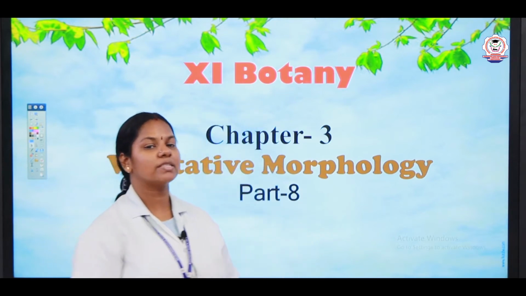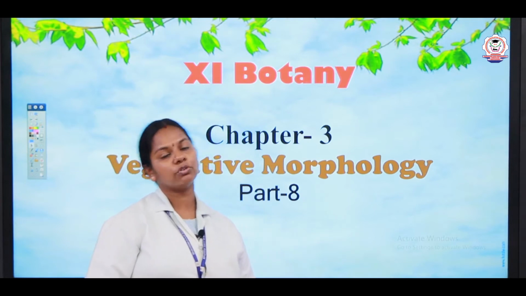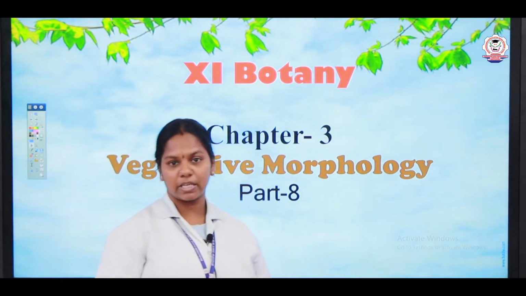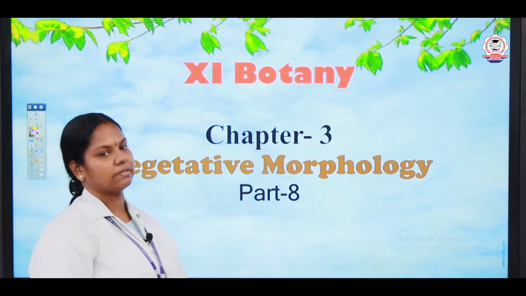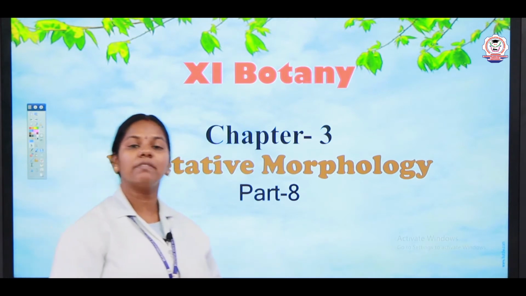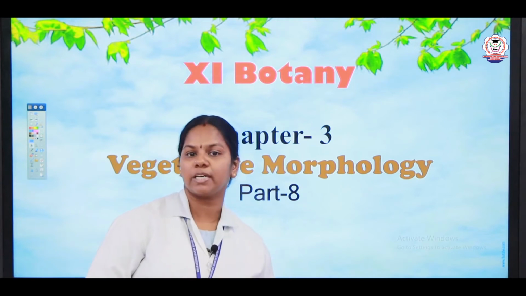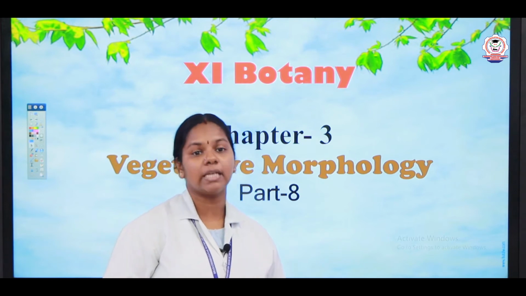Children, today we are going to see 11th standard Botany, chapter 3, Vegetative Morphology. In this chapter, we are discussing the vegetative parts of the plant such as root, stem and leaves. In the previous sessions, we have discussed the roots, the modification of the roots and the types of the root. In this session, we are going to study the stem.